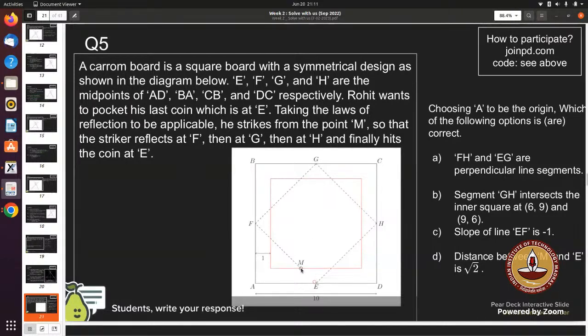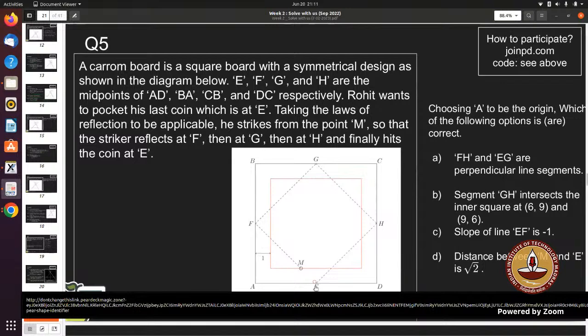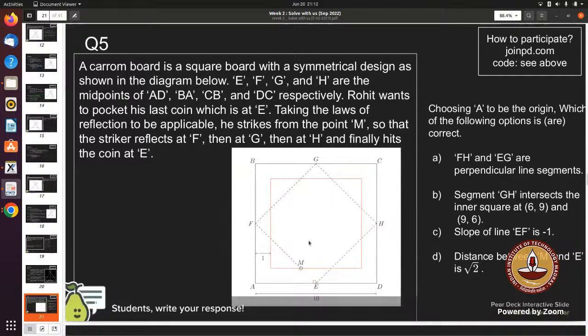Now he places his striker at this point, so that it reflects at all the corners and it hits E. Assume the laws of reflection are working here. Which of the options are correct? One more thing is given: choose A to be the origin, A to be 0, 0. Then you get a coordinate plane and you know the coordinates of all the points. Using that, you have to choose the correct statements.